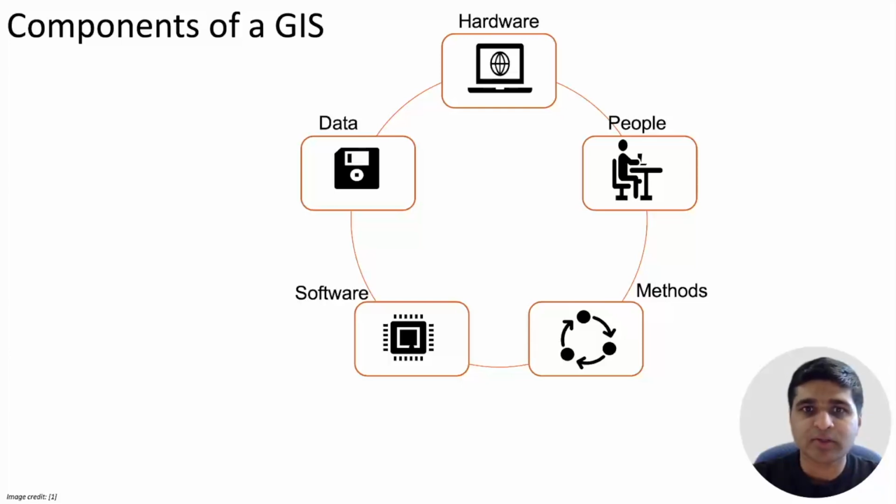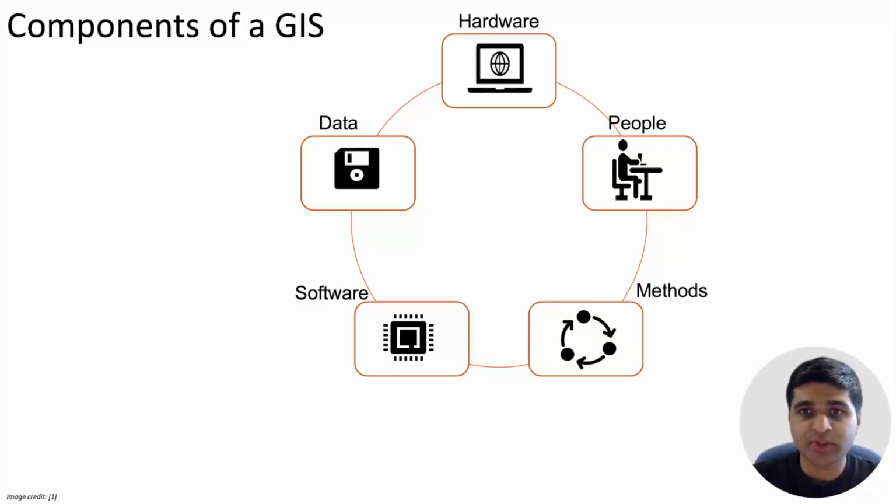The second part is software, the set of tools used to create maps, store data, and analyze patterns. Popular examples you may hear about are QGIS or ArcGIS software tools. The third part is data, which is the heart of GIS.